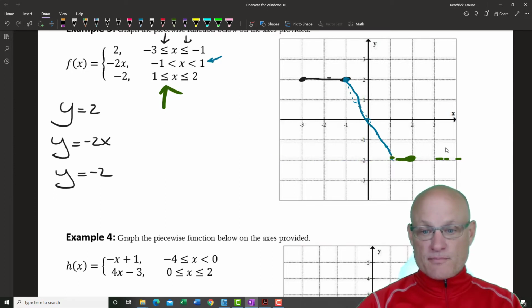Closed circle right there. All right, that's what that one's going to look like.